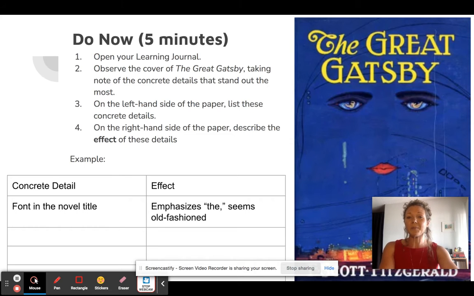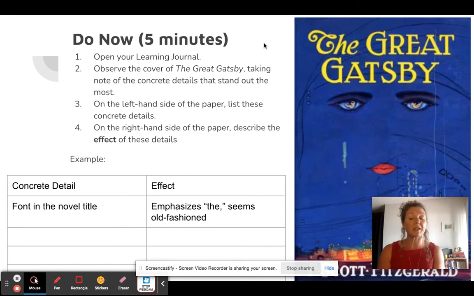Open your learning journal, observe the cover of The Great Gatsby, taking note of the concrete details that stand out the most. On the left-hand side of your paper, you're going to list these concrete details. On the right-hand side of the paper, you're going to describe the effect of these details. So I've given you an example. So one of the concrete details that I noticed was the font in the novel title. It emphasizes the word "the," and it seems old-fashioned to me. So go ahead and take your time now to write in your learning journal.